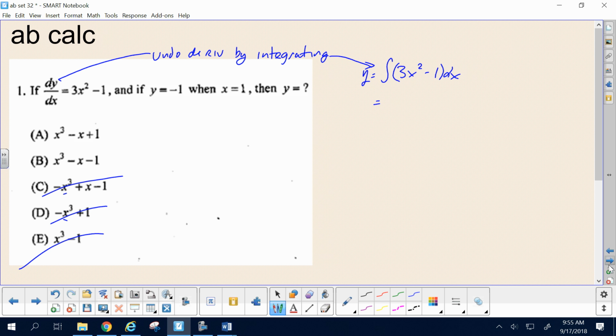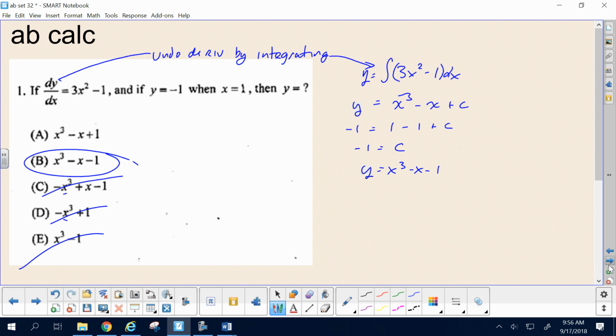Yeah, plug in the x and y and see which one satisfies. And you can actually do this by doing derivatives, not antiderivatives. And that works really pretty fast. If you were to do this in an antiderivative way, what is the antiderivative of 3x squared? And the antiderivative of negative 1? Negative x plus a c. And then if they ask you to put that condition in, you'd get something like negative 1 equals c. So your equation must be x cubed minus x minus 1. The answer is b. So you can do that by test strategy, derivatives or antiderivatives.